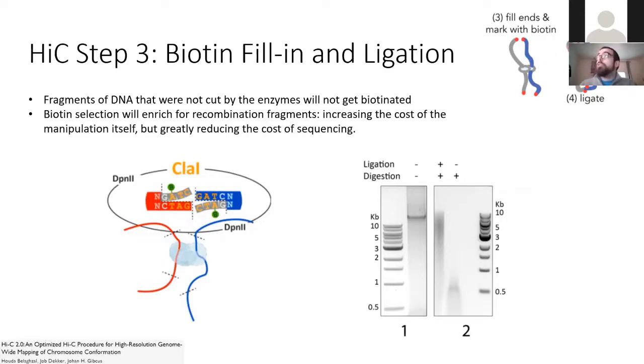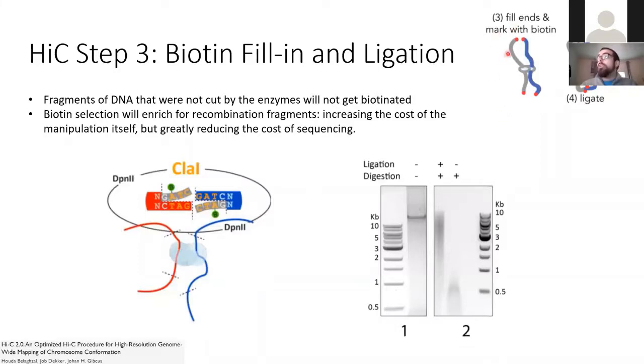So if you don't do the biotin selection, only 30% of your reads are going to be recombination reads. So 70% of your sequencing is going to be useless. So even if your biotin costs a lot, you're going to save a lot in the sequencing if you do it. So I recommend that you do use a biotin selection, and the two kits I talked about do a biotin selection in their protocol.